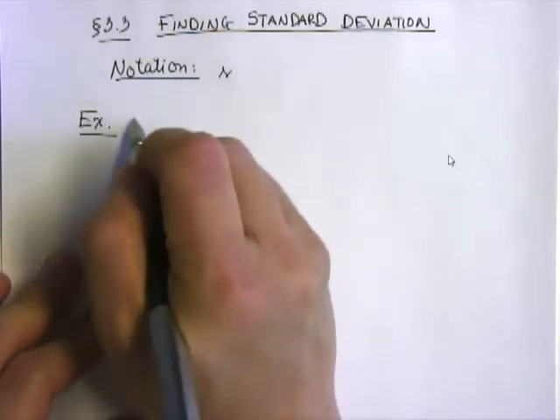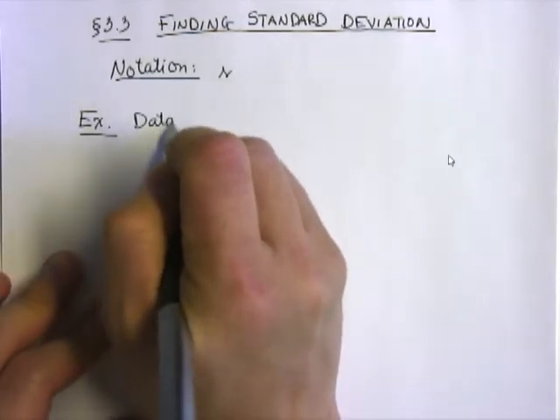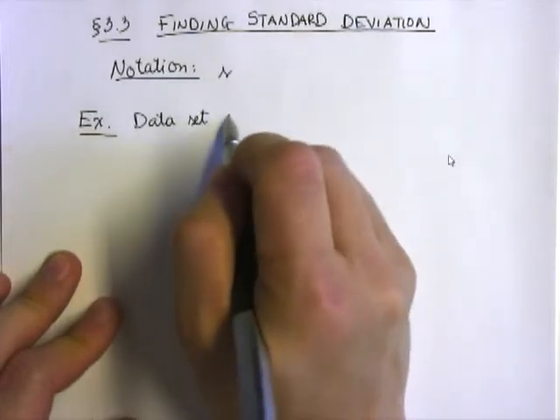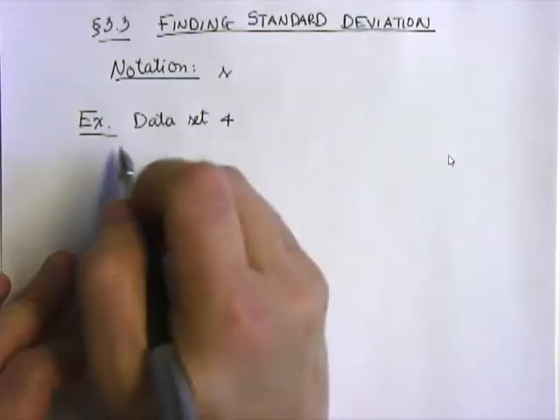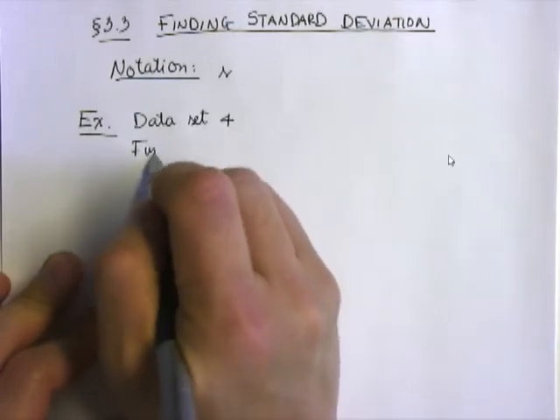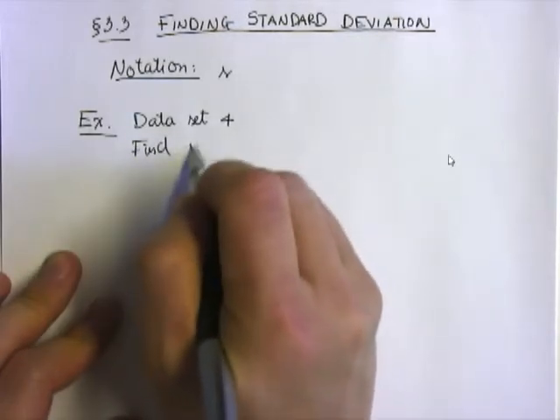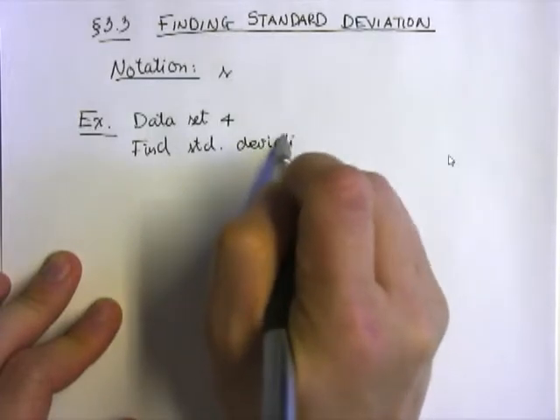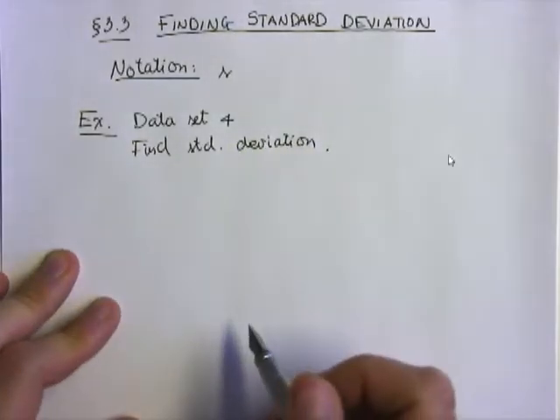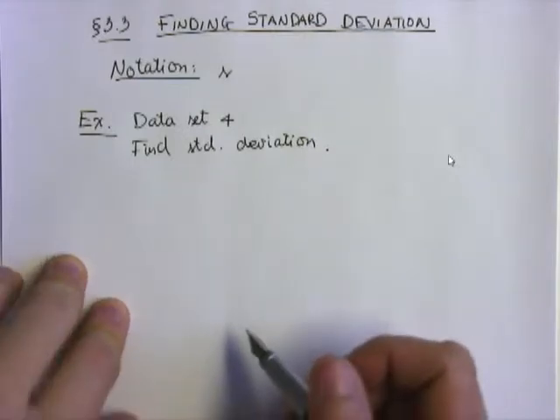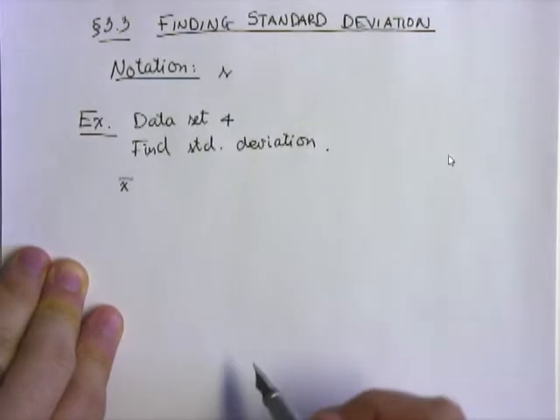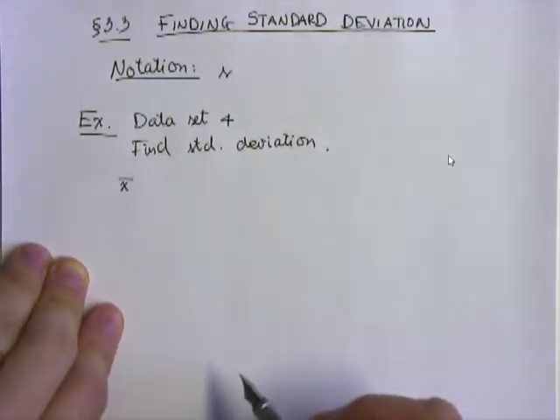And so why don't we pick a small data set? This time we are looking at data set 4. And the goal now is to find standard deviation. Before we can find standard deviation, keep in mind we always need to have the mean value ready before you attempt to find the standard deviation.